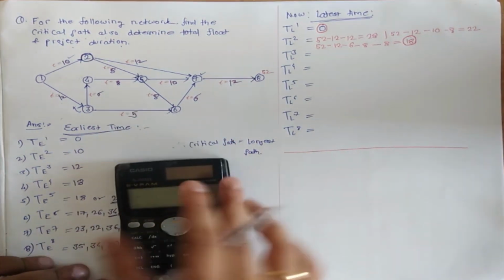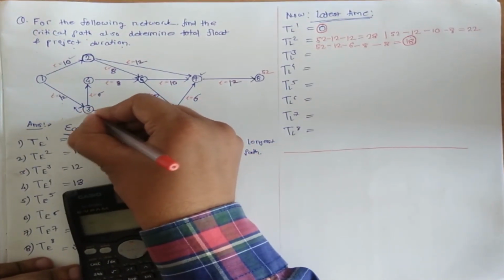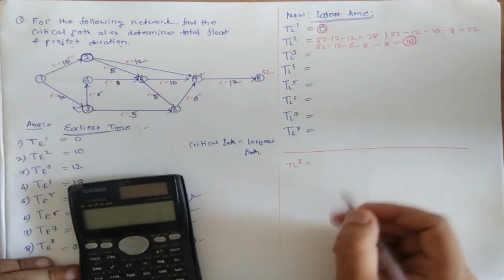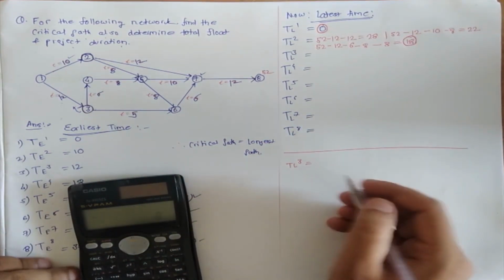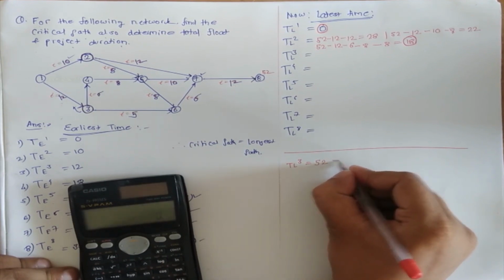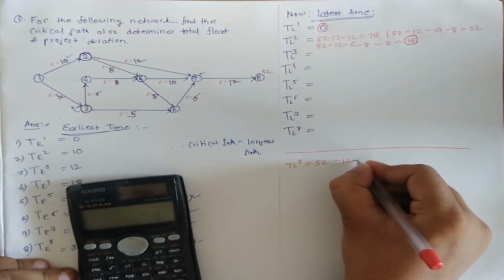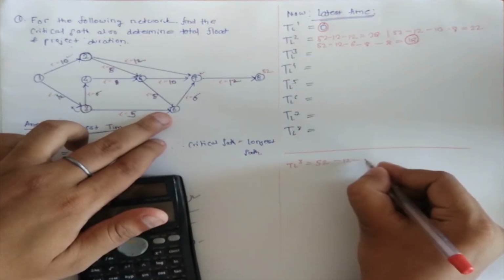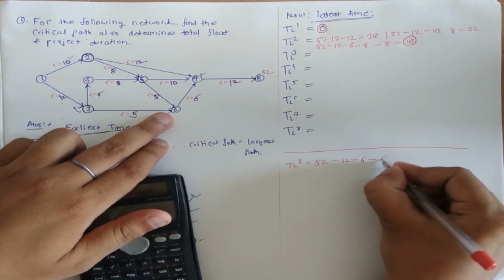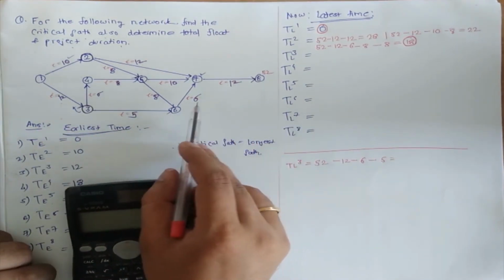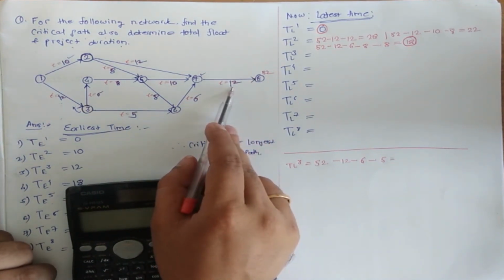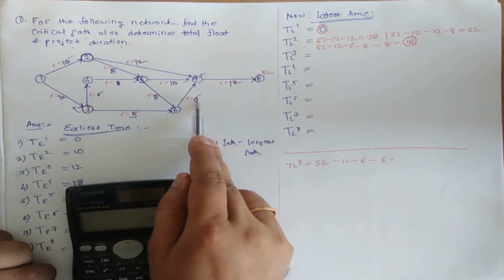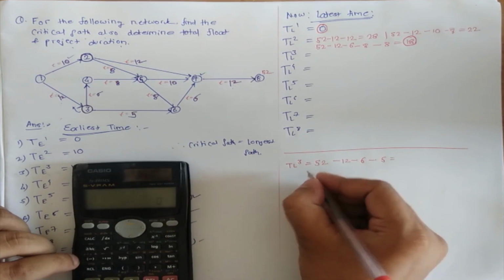TL3. Now we need to reach here. Okay, so for TL3 I am doing the calculation here separately, and I will write the answers here. So TL3, 52 minus 12 minus 6, opposite to the direction of the arrow. 52 minus 12 minus 6 minus 5, that is first.